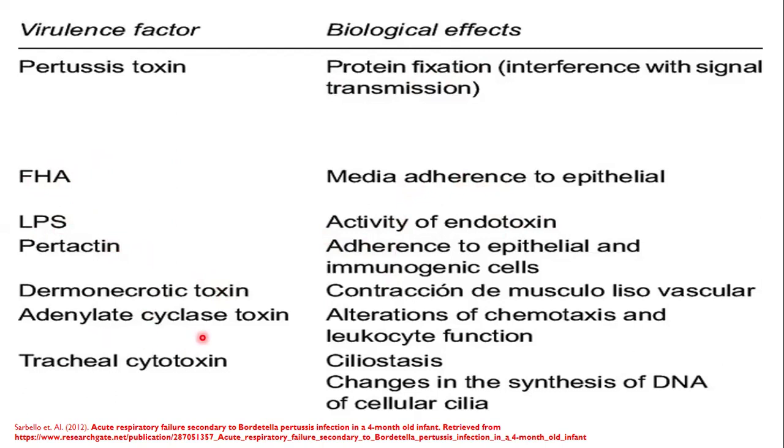Then we have the adenylate cyclase toxin, which inhibits chemotaxis by leukocytes and other leukocyte function. And then the tracheal cytotoxin, which causes ciliostasis. Ciliostasis means the cilia lining the trachea are not functioning because of this cytotoxin, the inhibition of ciliary function, causing impaired release of these bacteria once it starts invading the respiratory tract.